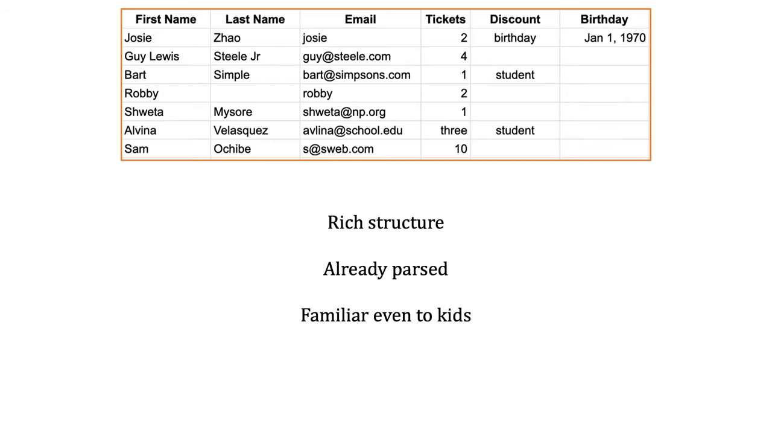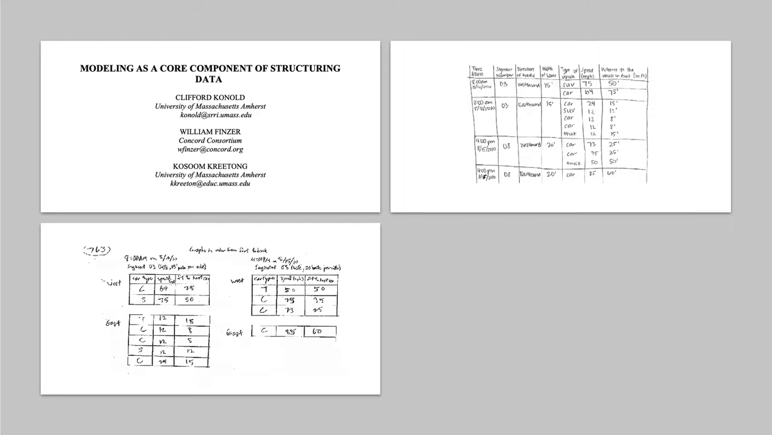There's a wonderful paper, it's not a well-known paper, but I really like, which says modeling as a core component of structuring data. And this paper basically shows an analysis of students constructing tables for themselves. These are from middle school and high school students. And I think one of these may be from a college level student, but they look at students across a broad spectrum of ages, and students very naturally think in terms of tables. And even if you look at the picture at the top right, there's actually a little bit of a group by going on. And that's a very intuitive concept, okay?